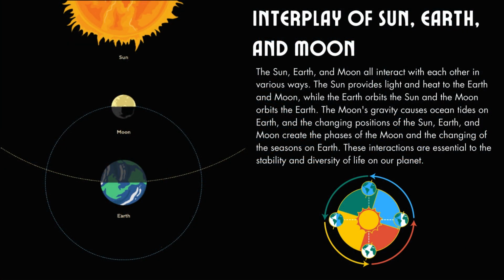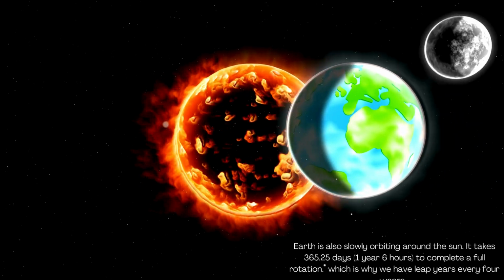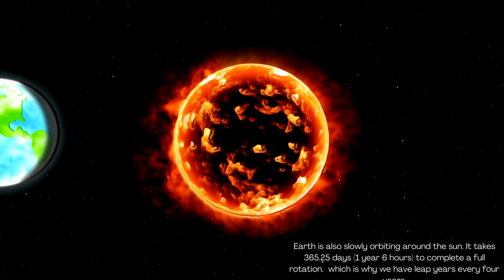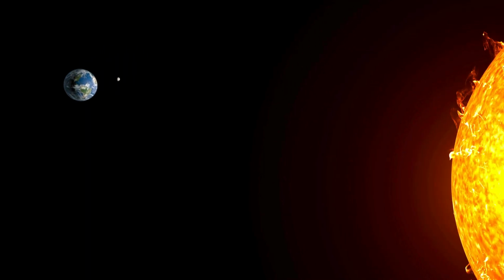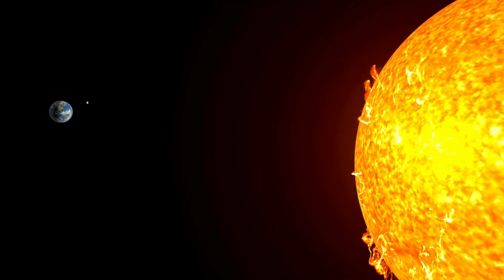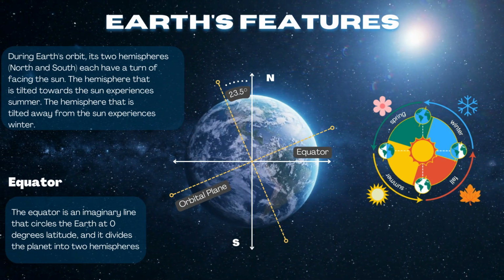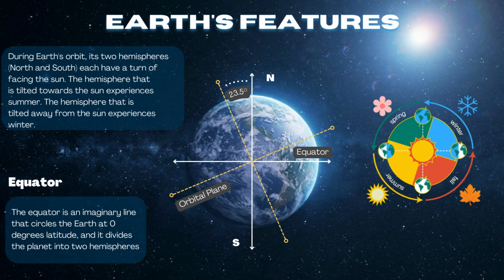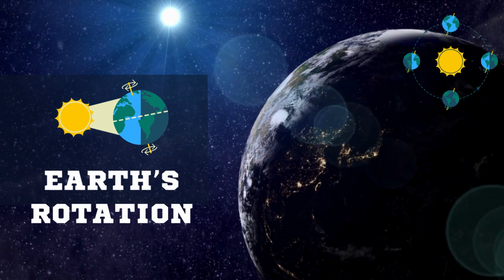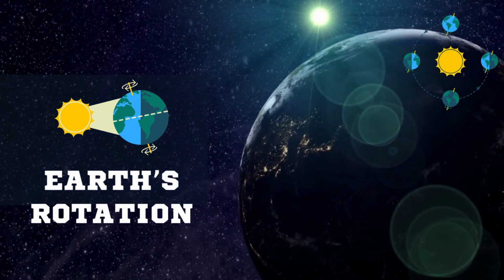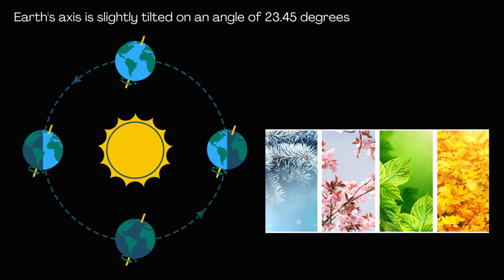As well as spinning around its axis, Earth is also slowly orbiting around the Sun. It takes 365.25 days, or 1 year 6 hours, to complete a full orbit. Which is why we have leap years every 4 years. The Earth's axis points in the same direction for the full orbit. During Earth's orbit, its 2 hemispheres, north and south, each have a turn of facing the Sun. The hemisphere that is tilted towards the Sun experiences summer. The hemisphere that is tilted away from the Sun experiences winter. So, Earth has seasons because its axis doesn't stand up straight.